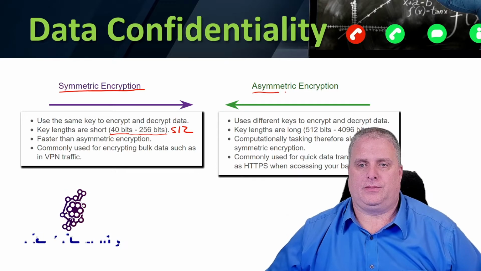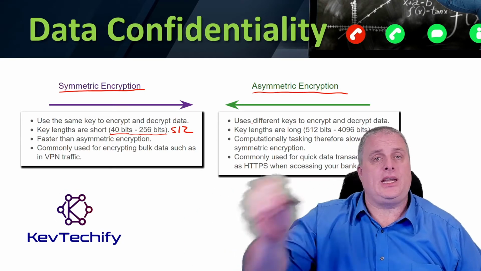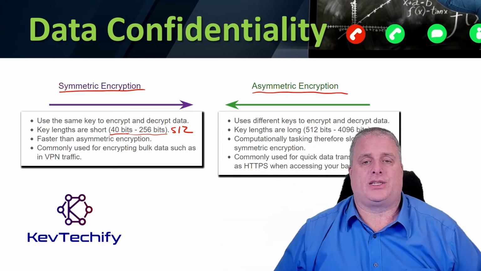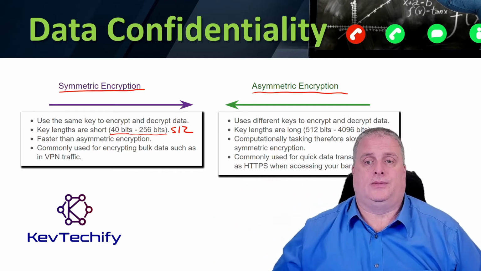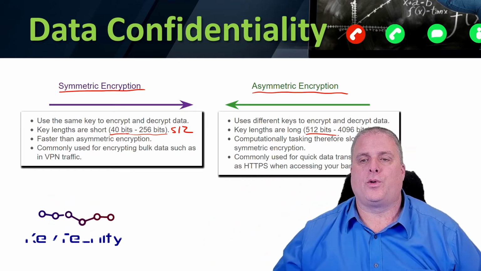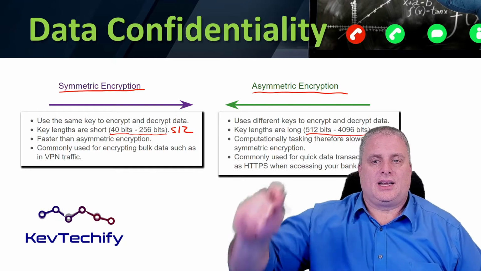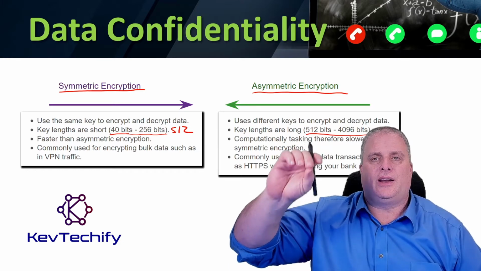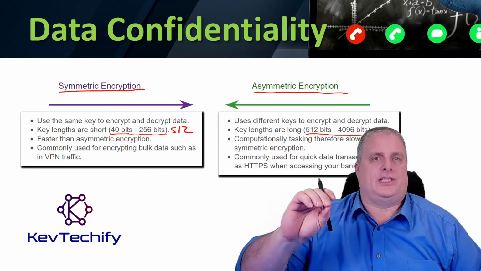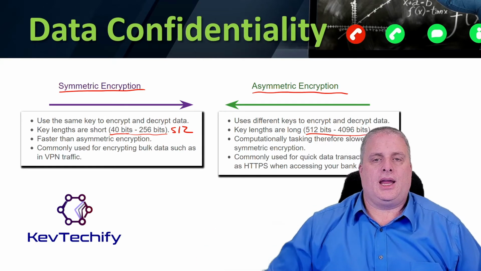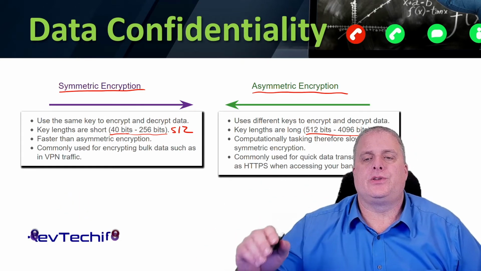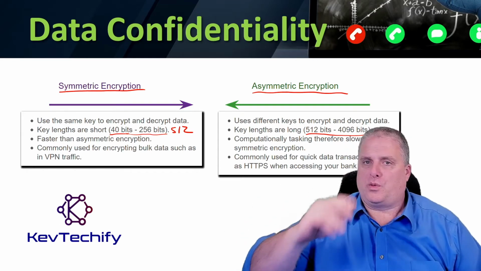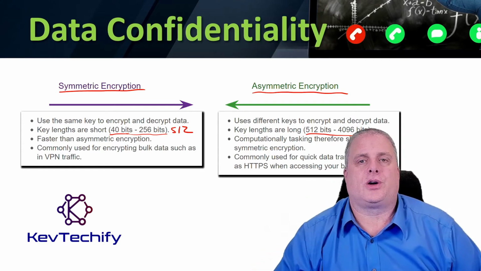Asymmetric encryption is a little bit different. It uses different keys for the encrypting and decrypting process. Key lengths are a lot longer, 512 bits all the way up to 4096. The calculation of encrypting your data usually is a lot slower, so it takes more time. And asymmetric encryption typically is used for quick data transactions such as HTTPS, like when you access your bank or private information across the internet.